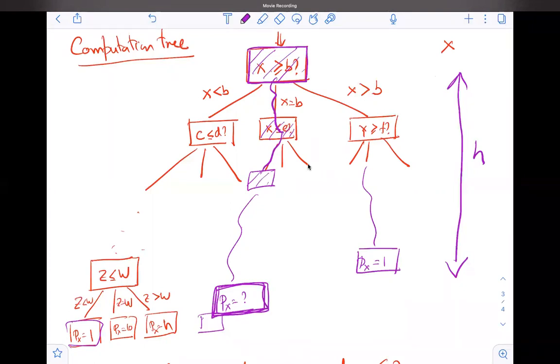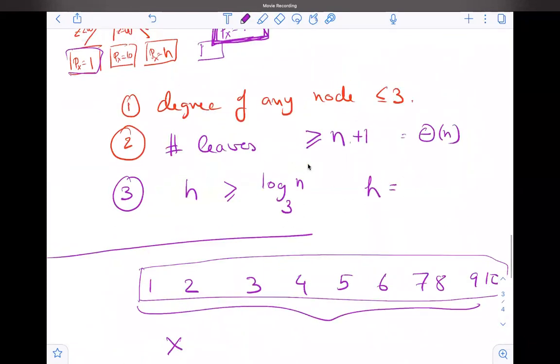So h is one particular thing, which means there exists a particular x for which I will of course take that particular path, and that will give me the h. So h is therefore the worst case runtime. It is not the average case. It is the worst case runtime.